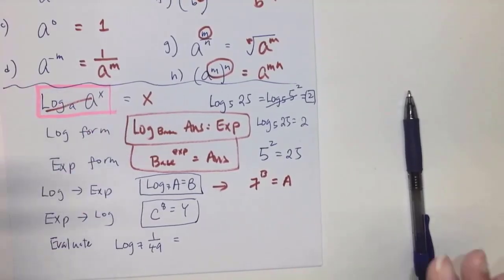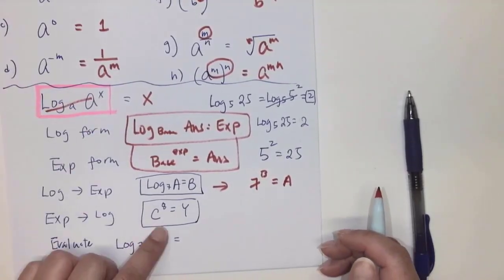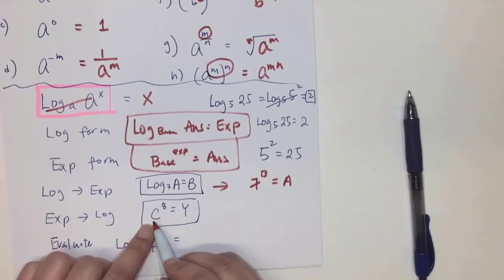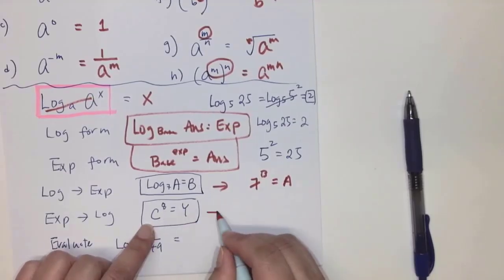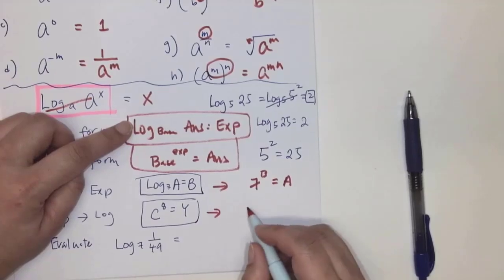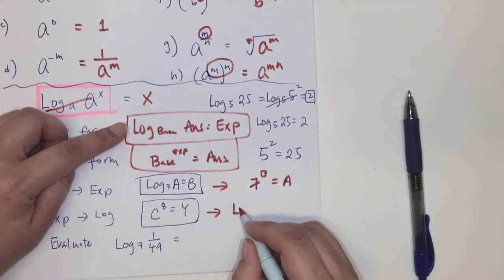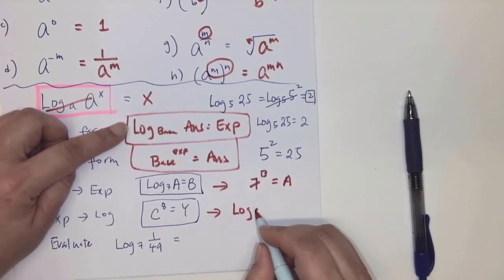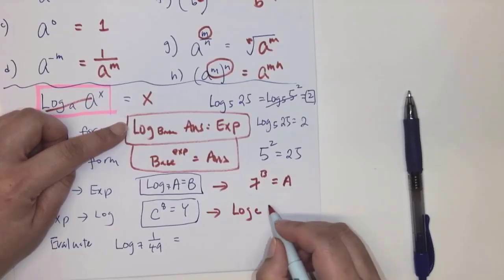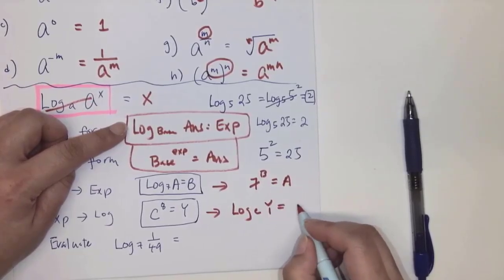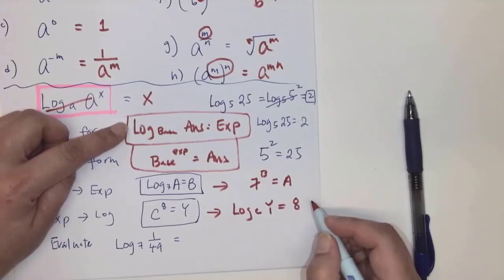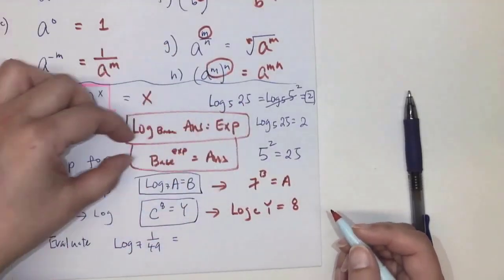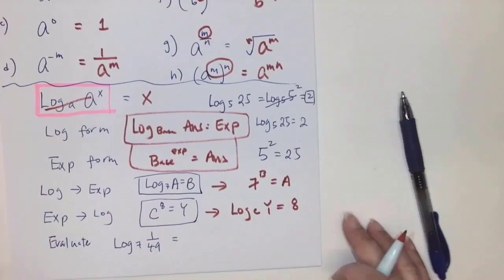In order to use the form, right? And then this one is in exponential form. This is your base, exponent, answer. Need to turn into this form, right? So start with log, your base is c, answer y, equal to exponent is 8. So make sure you know this too, okay? You can write that out and use it to follow.